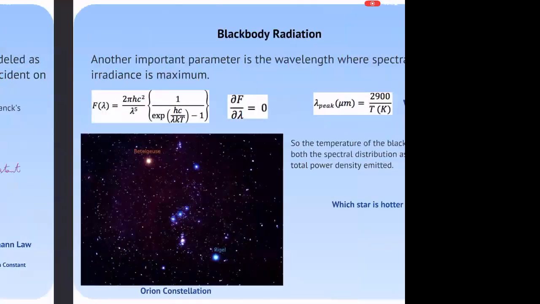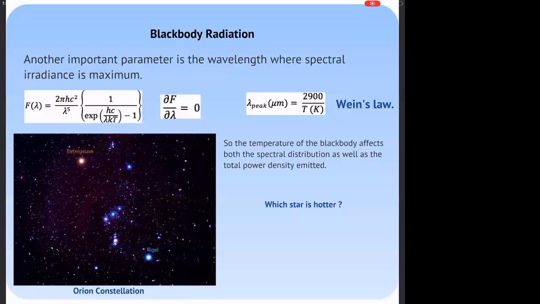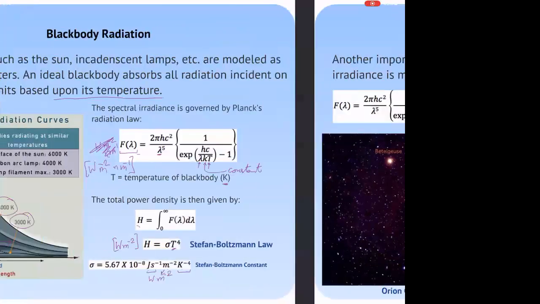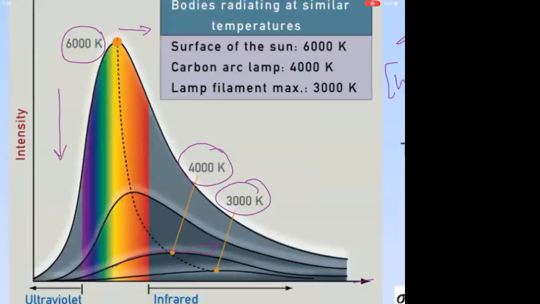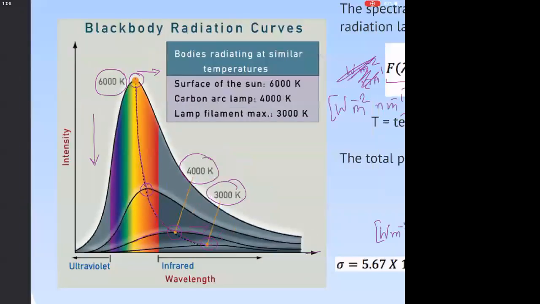Okay, now let's think about this in a little bit more detail. The wavelength where the spectral irradiance is maximum, which is this point here. So coming back to this curve, you see this point here, which is the peak of this curve, peak of this curve, peak of this curve, which follows this dashed line here, right? So you can see as the temperature decreases, the peak of the curve goes to longer wavelengths, okay?